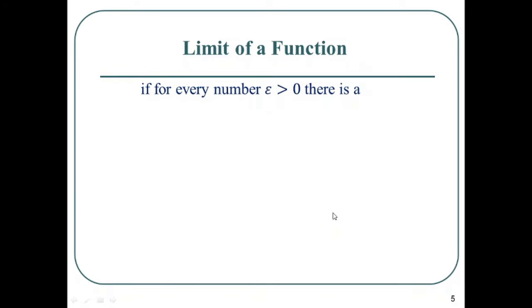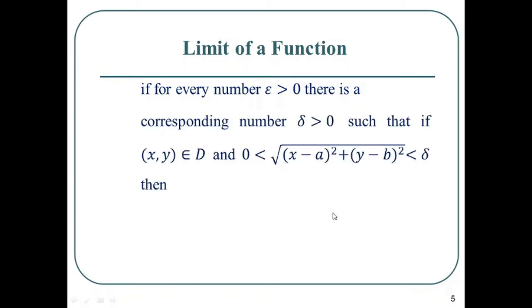if for every number epsilon greater than 0 there is a corresponding number delta greater than 0, such that if the ordered pair (x, y) belongs to domain D and 0 less than square root of (x minus a) squared plus (y minus b) squared less than delta, then mod f(x, y) minus L less than epsilon. See, this square root of (x minus a) squared plus (y minus b) squared is nothing but the Euclidean distance between the ordered pair (x, y) and the ordered pair (a, b).